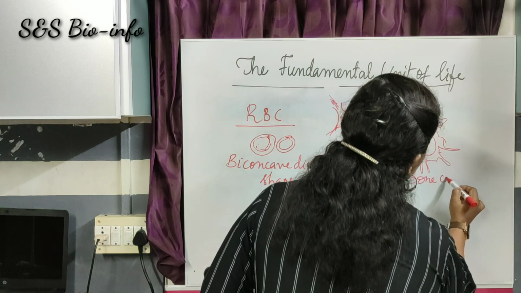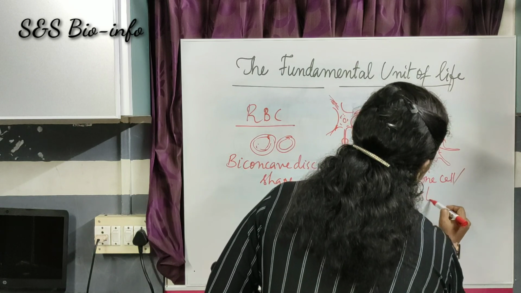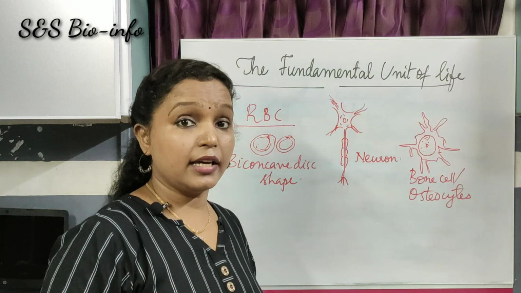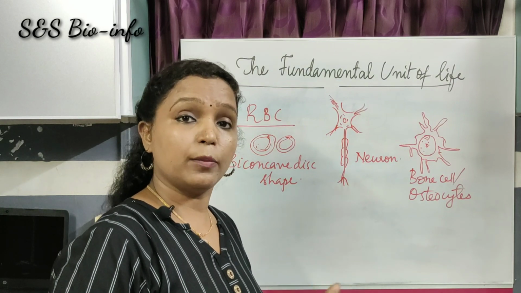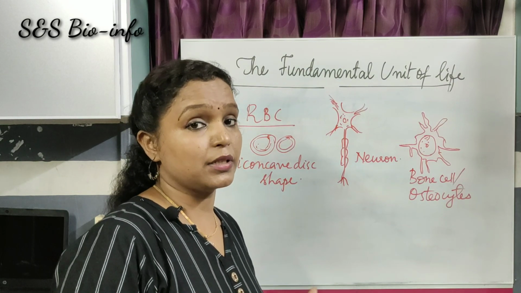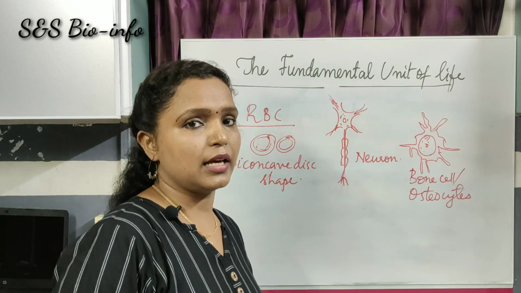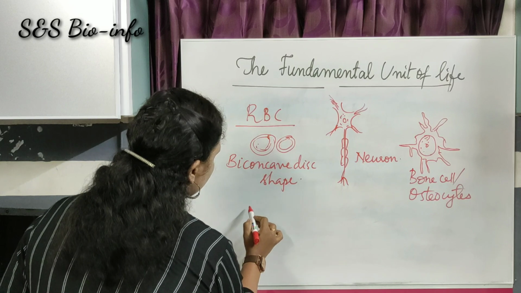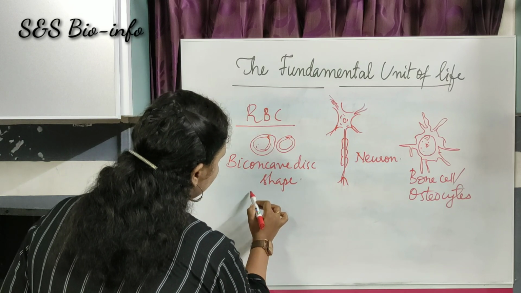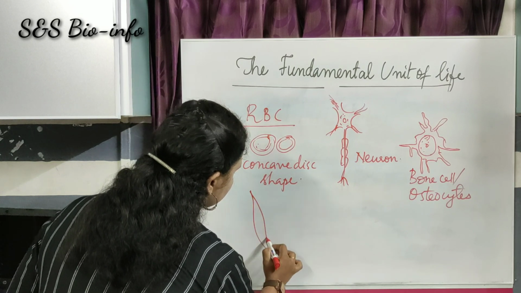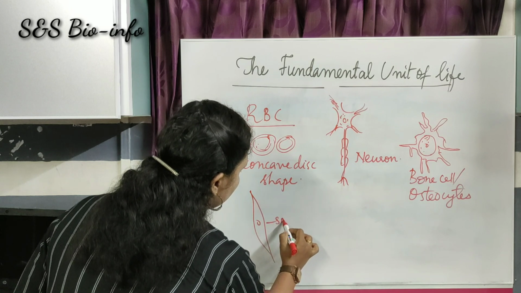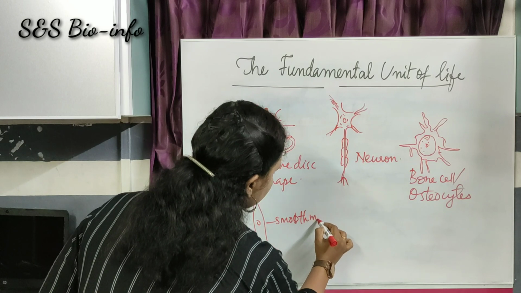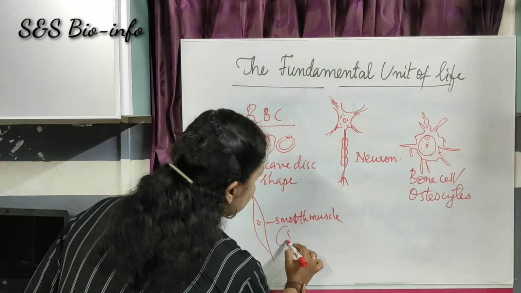Bone cell or osteocytes. Next, our muscles. That means the muscular system consists of both the smooth muscles and striated or cylindrical muscles. So here you can see the shape of a smooth muscle. Smooth muscle is spindle shaped.